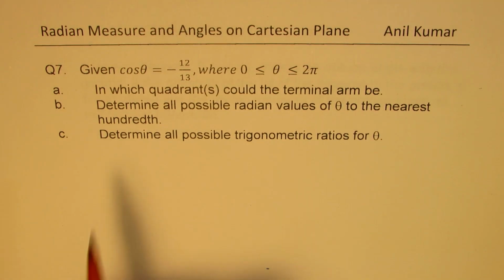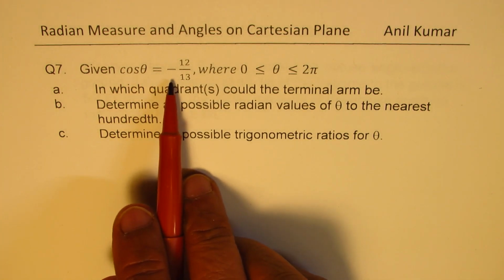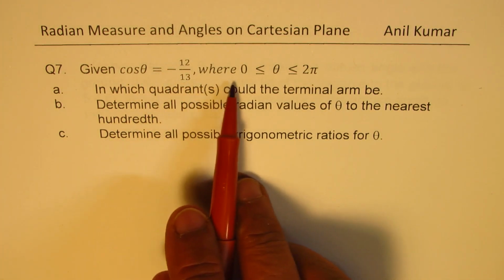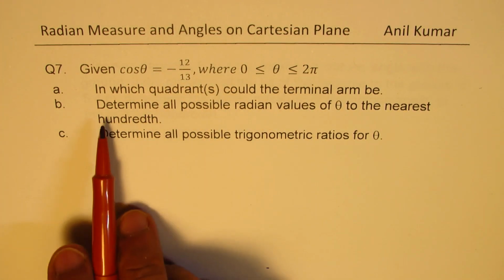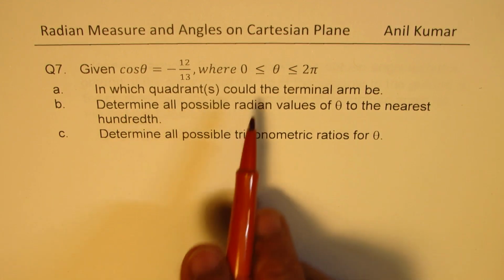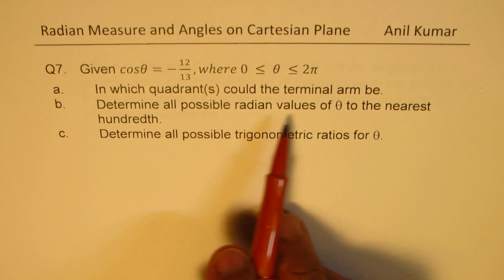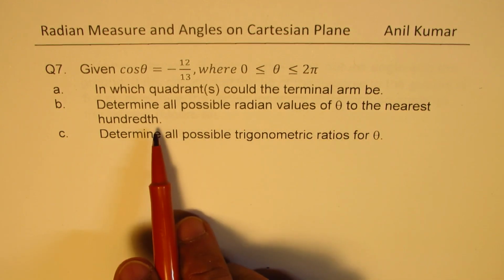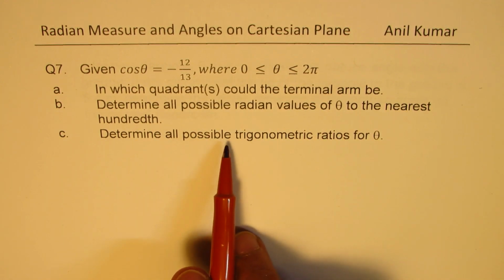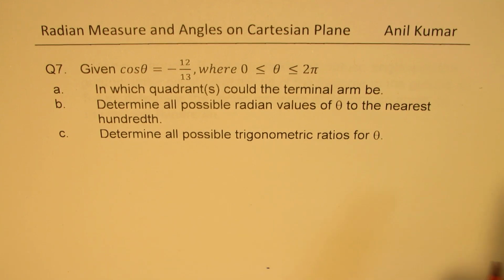Question number 7. Given cosine theta equals minus 12 over 13, where theta is between 0 and 2 pi, in which quadrants could the terminal arm be? Determine all possible radian values of theta to the nearest hundredth. Determine all possible trigonometric ratios for theta.